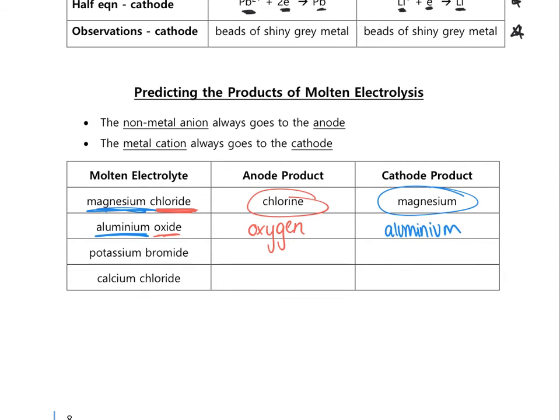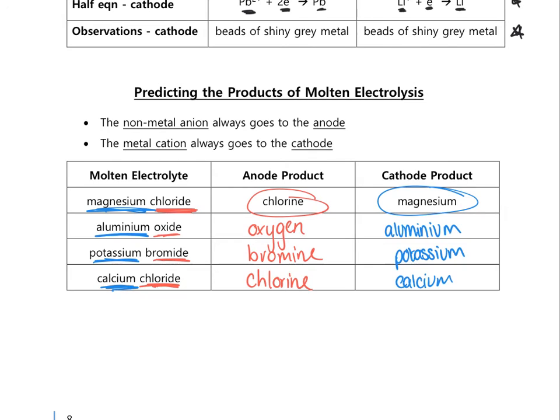So for potassium bromide, the non-metal goes to the anode, and that's going to be bromine in this case that will be produced. And the metal goes to the cathode, and the metal in this case is potassium. Calcium chloride then, my non-metal is chloride, which is going to form chlorine. And my metal is calcium, which will form at the cathode.